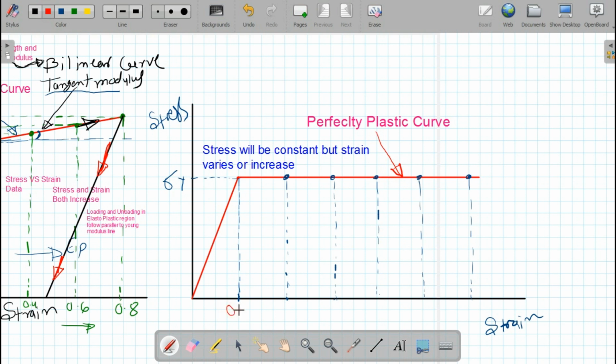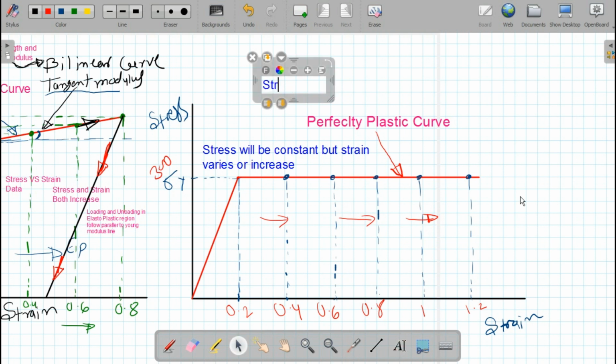Okay, let's say you have here 0.2, 0.4, 0.6, 0.8, 1, then 1.2, right? So what is happening? The stress is constant, let's say 300, but strain is varying in this direction. This is called a completely perfectly plastic material. So what you need here is only one thing, strain data. Okay?